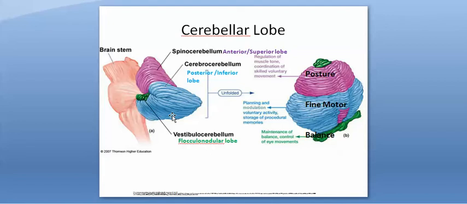It's happened to me. So the last one is our vestibulocerebellum, and that is responsible for balance or maintenance of balance, and also hand-eye coordination, so control of eye movements too.